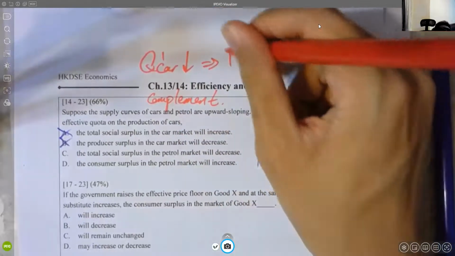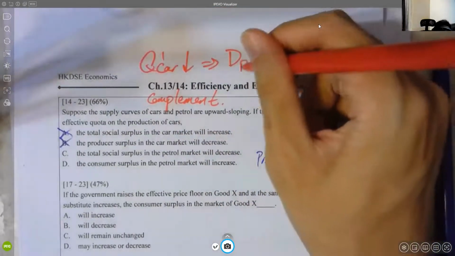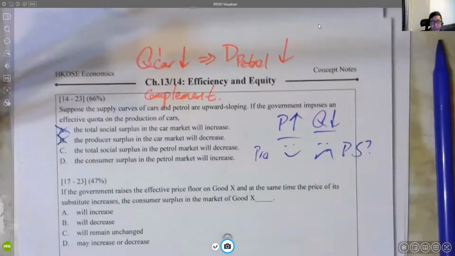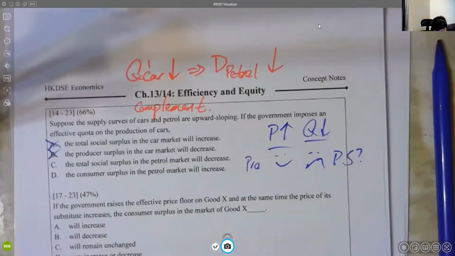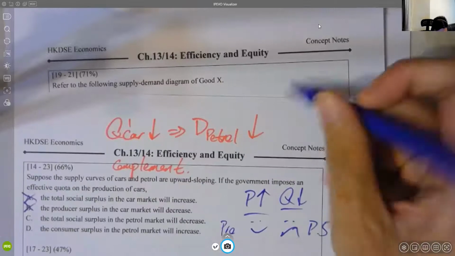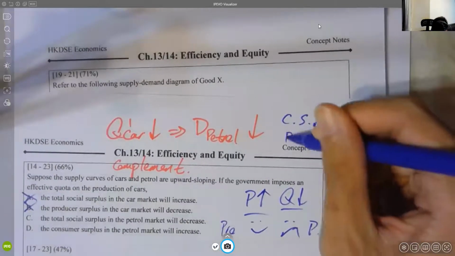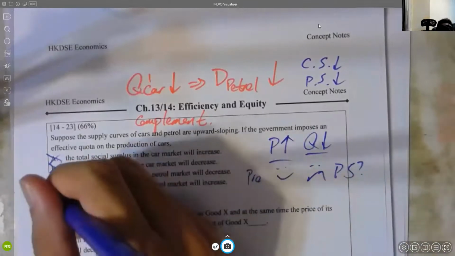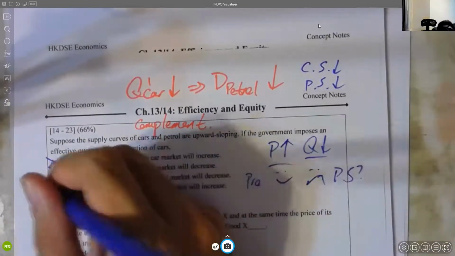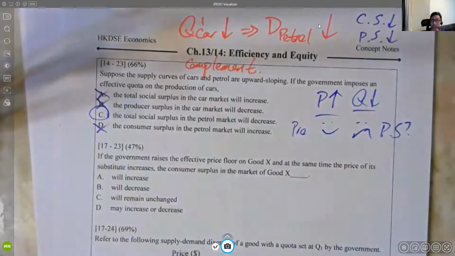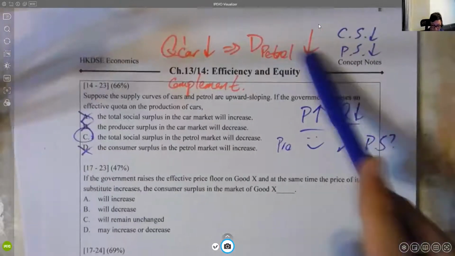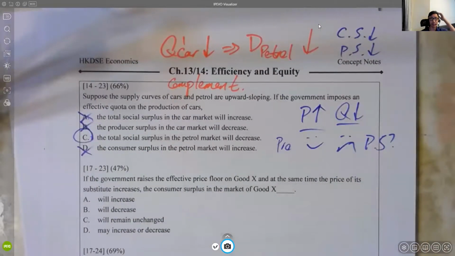decreases, demand for petrol would also decrease because they belong to a complement relationship. Okay? Because they are complements. Therefore, as demand decreases, you will remember, right? CS goes down, PS would also go down. Therefore, total social surplus would decrease. Okay? It will fall. CS and PS both fell. Demand decrease, TSS decrease. Alright, okay?